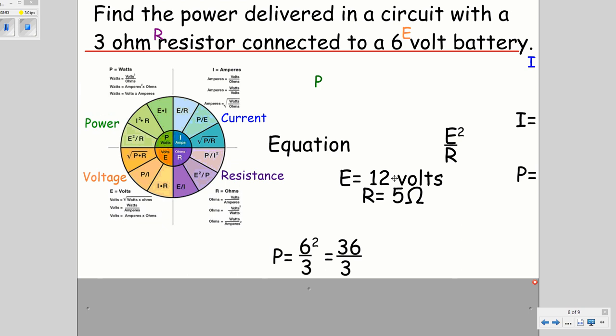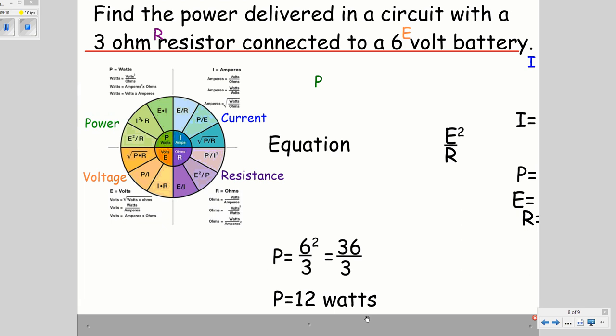sorry, that's the wrong, not 12 volts. I did not change that. That did not get changed. Forget about those. Sorry, my E is 6 and my R was 3. So it's 6 squared, which is 36, and 3. 36 divided by 3 is 12 watts. So that's the power in that circuit.